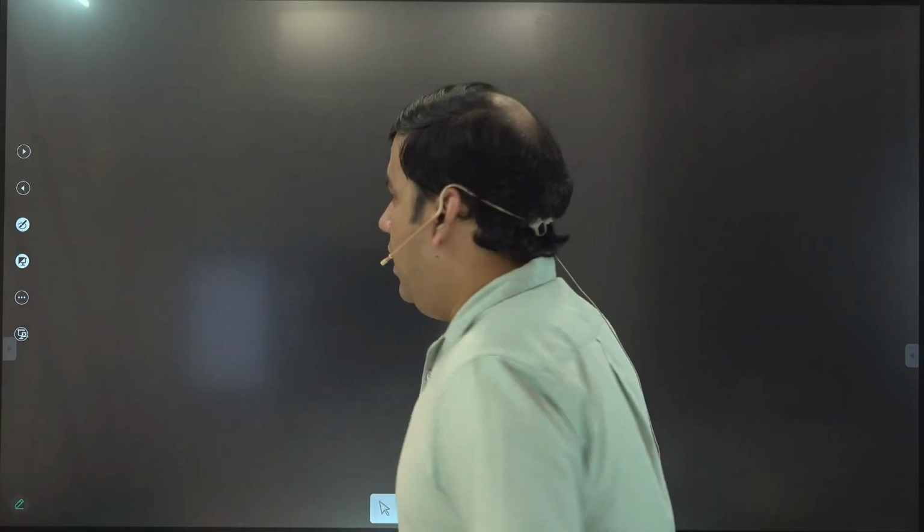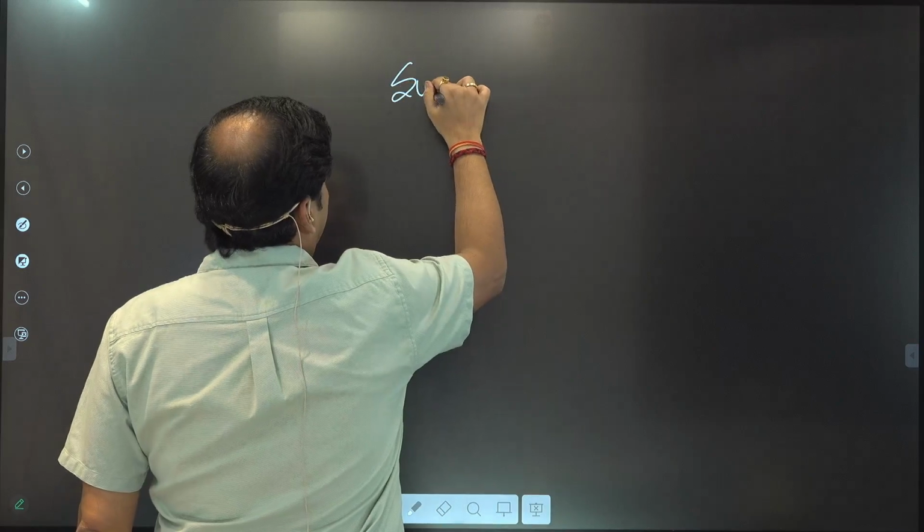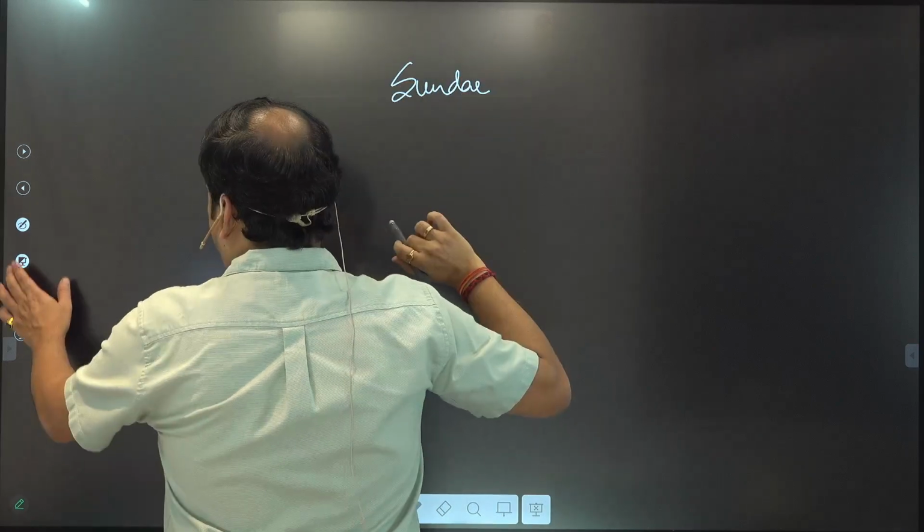Any guesses? No? Who is a resident? Okay. Why? Chalo, not Sundar Pichai.